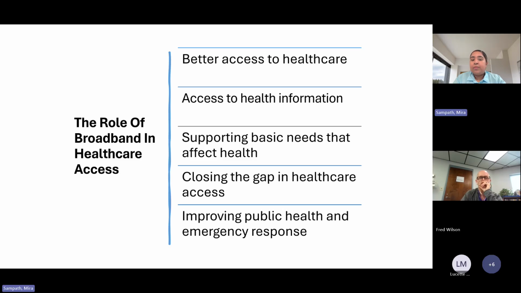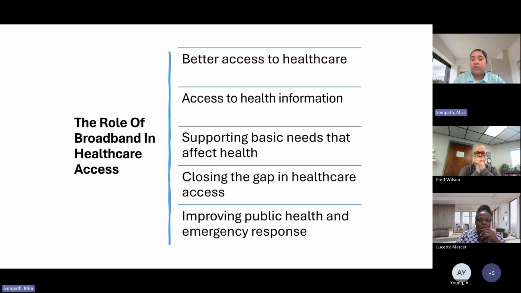So, what is the role of broadband specifically in healthcare access? Because I think that's really what we want to focus in on for the purposes of this session. So, these are the topics we're going to cover in a little more detail, but I'd just like to go through them really quickly. Better access to healthcare, improving access to health information, supporting basic needs that affect health, closing the gap in healthcare access, and improving public health and emergency response. So I just wanted to touch on those briefly before we go into more details on those topics.